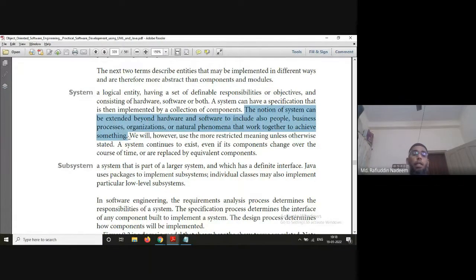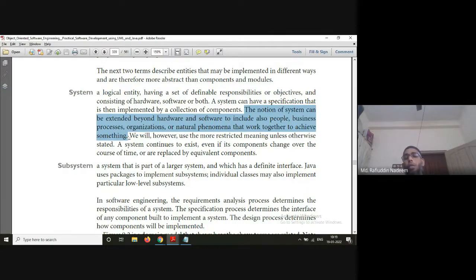That's what he is saying here, that it can be extended beyond hardware and software. It is not just the hardware and software components. It includes the people, the business processes, organizations, natural phenomena, etc. Everything comes under the system.